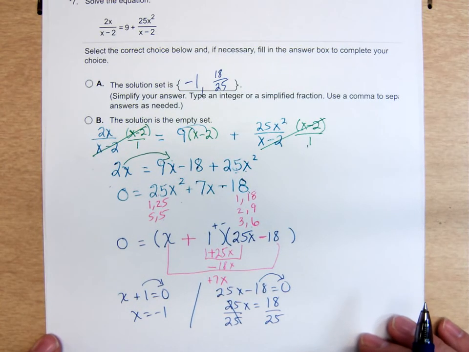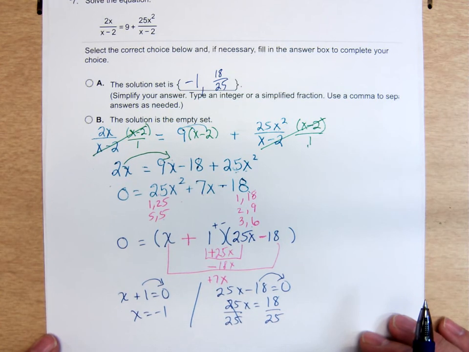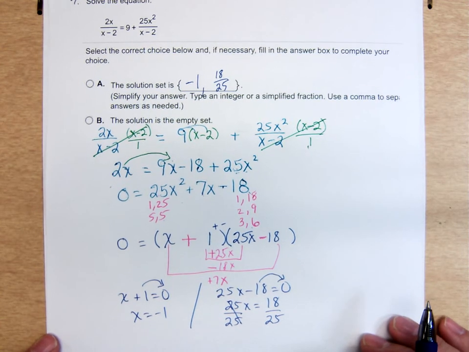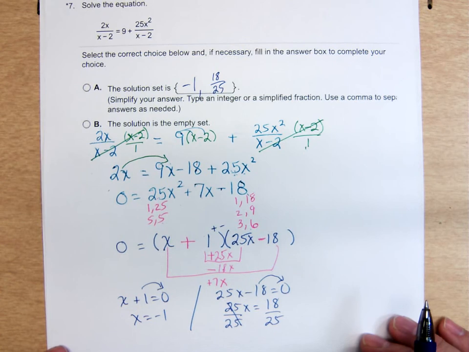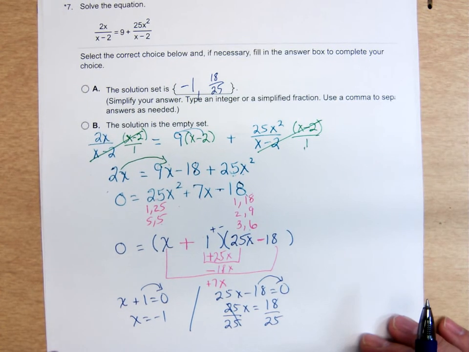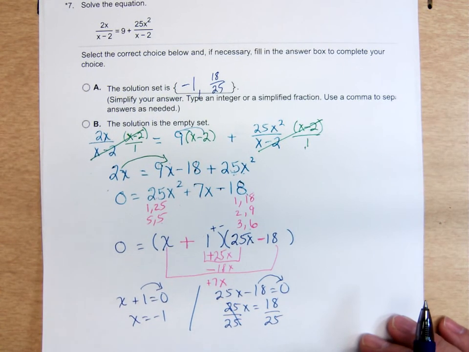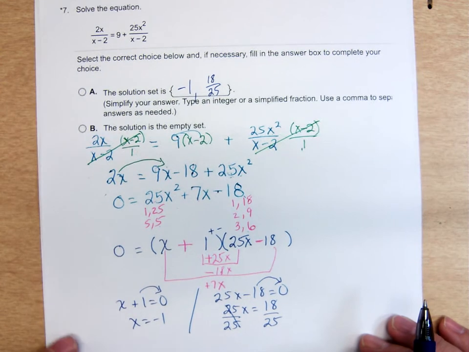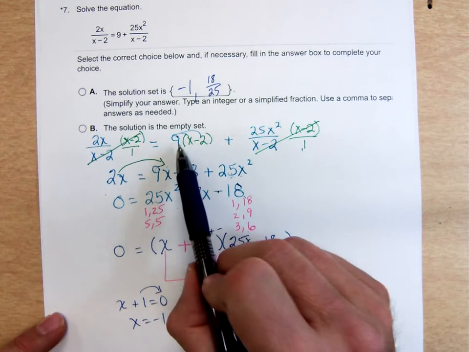At the time of the first test, I thought there was one like this on it. I thought this was about the most involved on the test. Any questions there? You've got to make sure you multiply that 9 by the x minus 2 also.